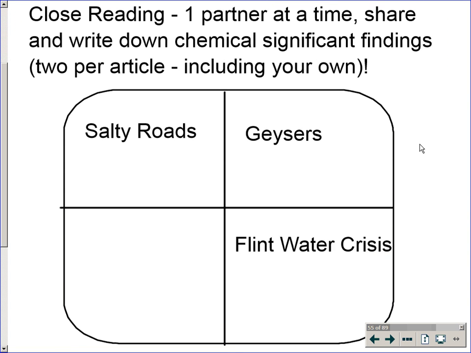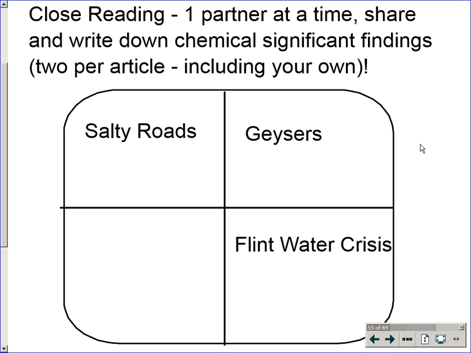Somewhere, if you have space on the paper you were writing on, like your reflection and your summary, we're just going to make 3 little blocks for me. Call it out as salty roads, which is what one of the articles is. One's about Yellowstone geysers, and the other's about the Flint water crisis.